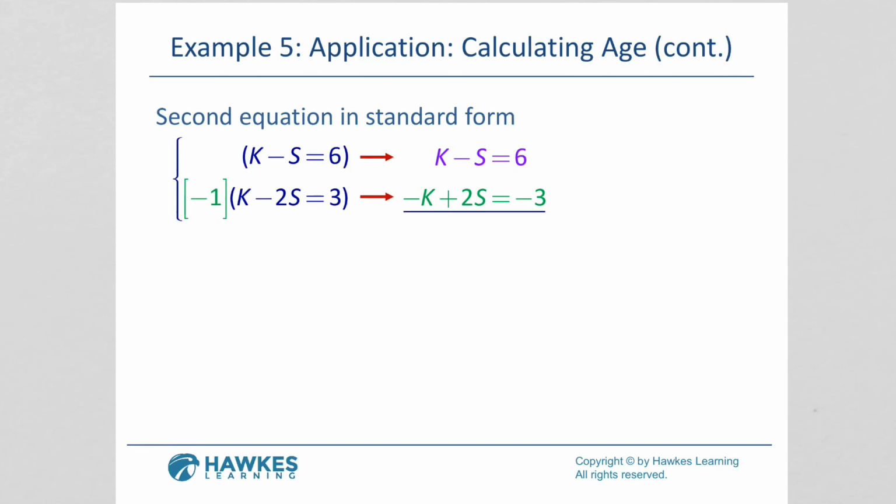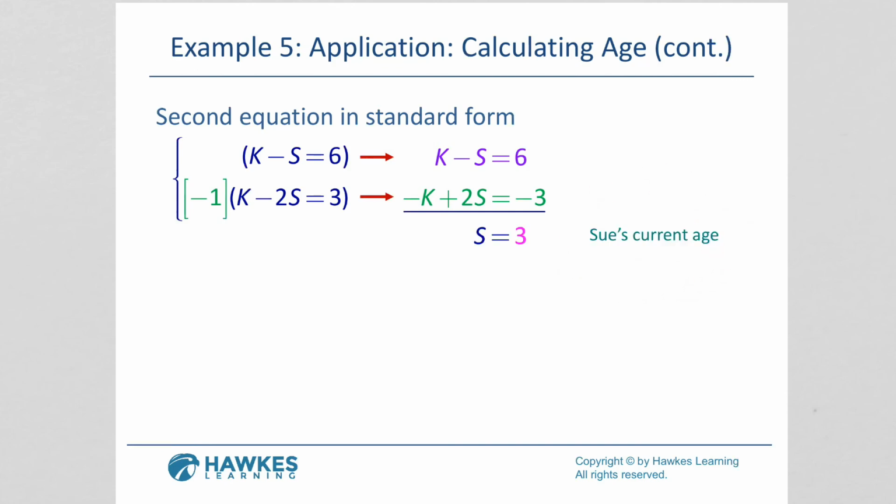So I rewrite those equations together here. K minus S equals 6. K minus 2S equals 3. And I'm going to multiply the second equation times -1. So I just transfer K minus S equals 6 here. And when I distribute the negative 1, I'm going to have negative K plus 2S equals negative 3. I'm going to add those two together. You'll notice the K's are going to be eliminated. When I add those together, S equals 3.